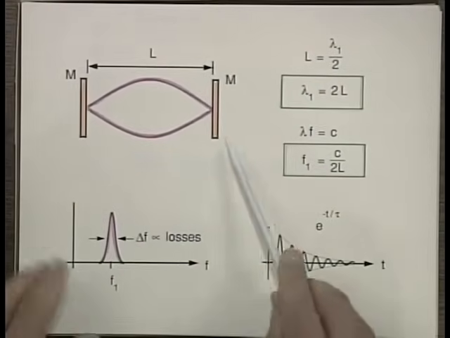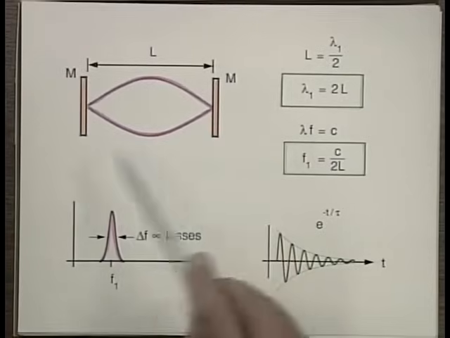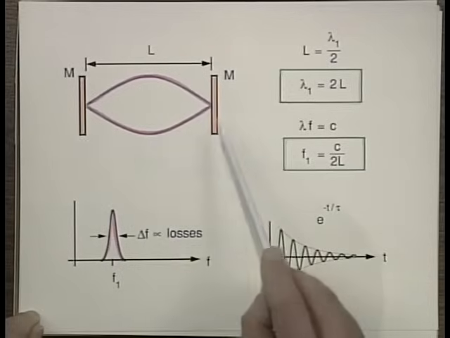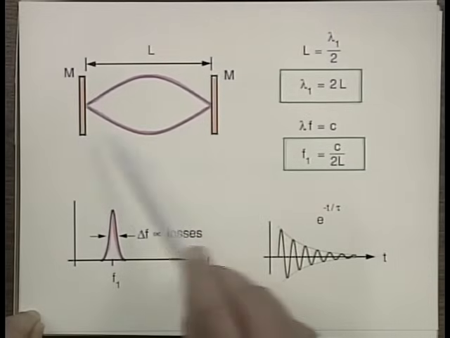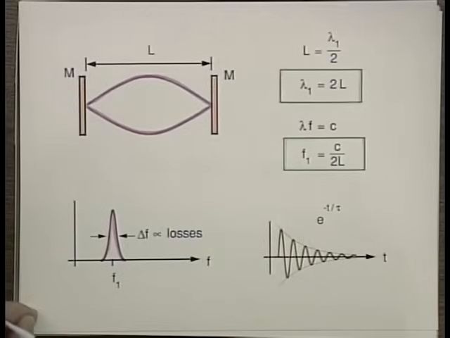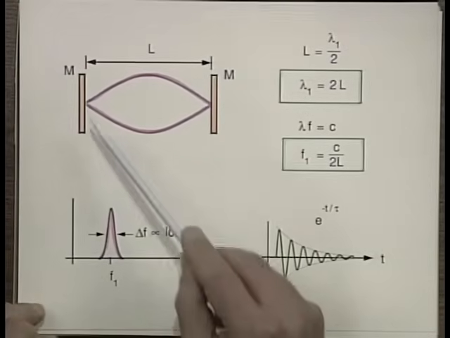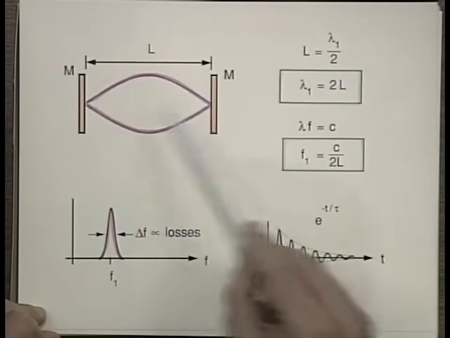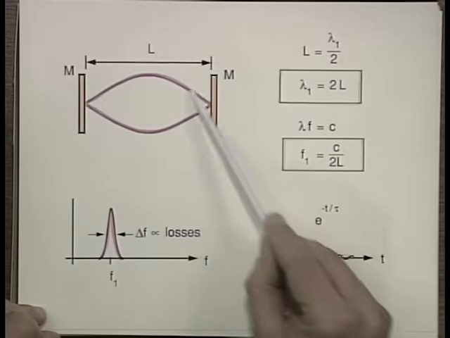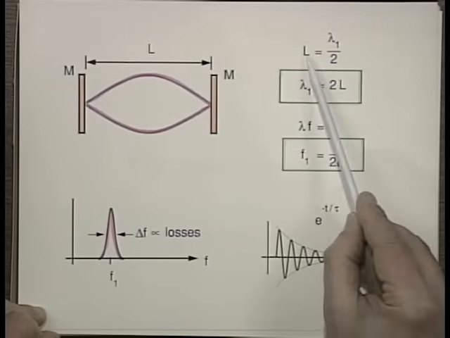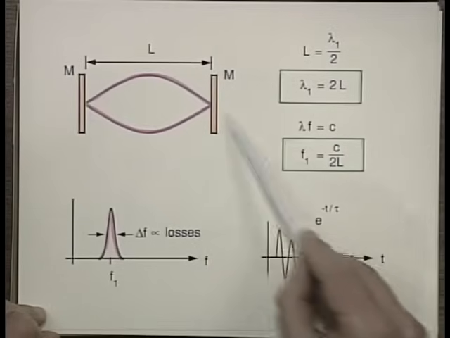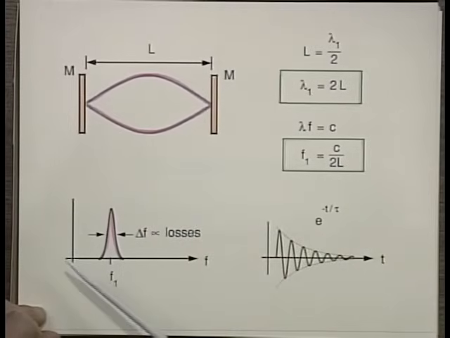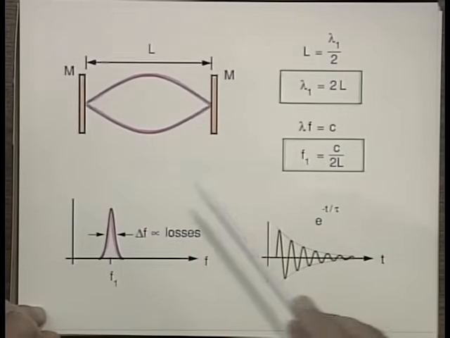Well, this is very similar to the stretched string. We need two ends, two nodes, and to create this we have two mirrors M, spaced a certain distance L apart. Now, the lowest frequency that can fit between these two mirrors and oscillate backwards and forwards is the one where L is half the wavelength, because the wave would be about this size. Such a wave would be able to bounce backwards and forwards between the two mirrors.